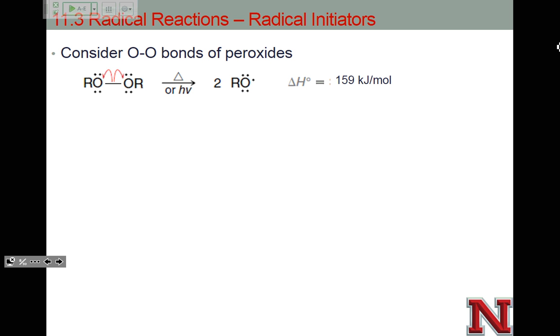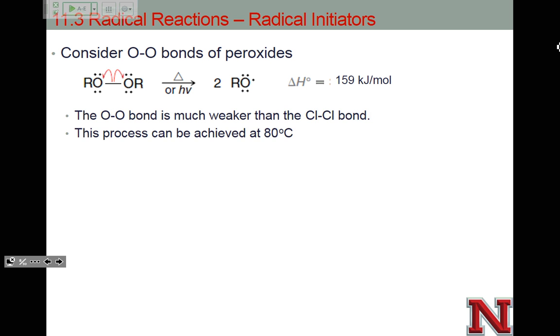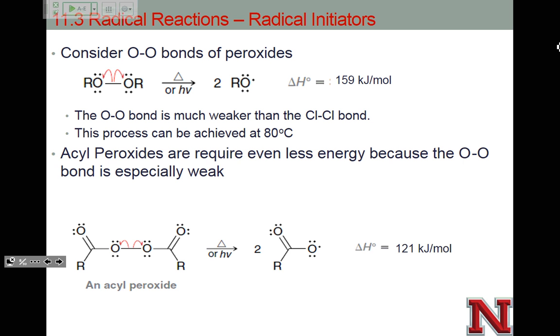And we call that a labile bond. That bond is easy to break. It's much weaker than a chlorine-chlorine bond, so the process can be achieved at 80 degrees Celsius as opposed to hundreds of degrees Celsius. Now again, we just use the peroxide to initiate the radical. Once the radical forms, the reaction goes pretty quickly, so we don't need a lot of peroxide. We just need enough to start the radical to get a bromine radical. And we'll see that more when we talk about HBr and peroxide.